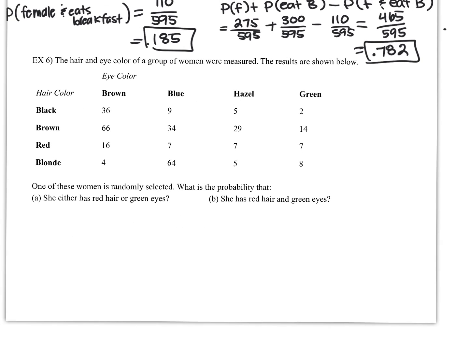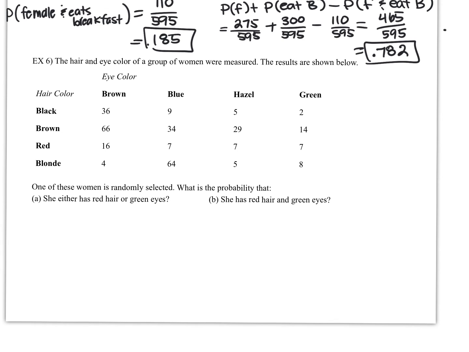Okay. Last example we have is on hair and eye color of a group of women. We have the eye colors of brown, blue, hazel, and green, and the hair colors of black, brown, red, and blonde. So we don't have any of our totals here. So first thing we want to do is find the total in the sample space, which we end up getting 313. You can just literally add all of the numbers together, and that's how you'll get the total.